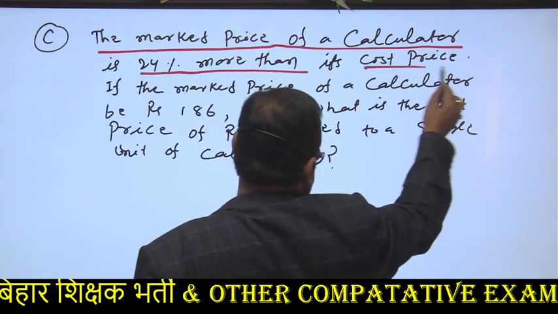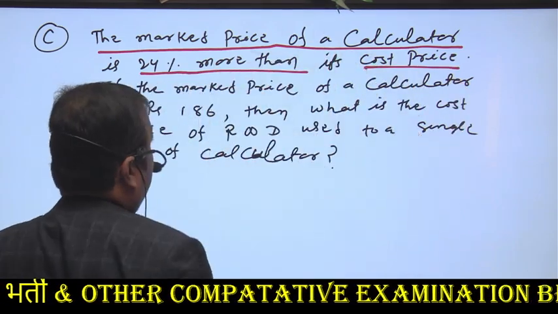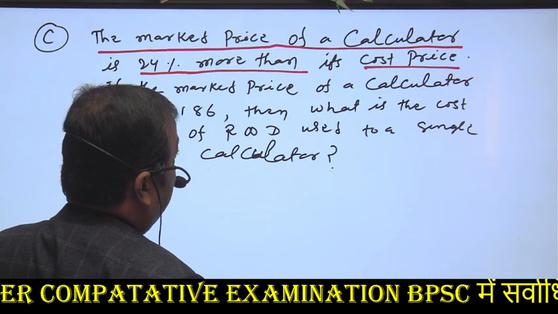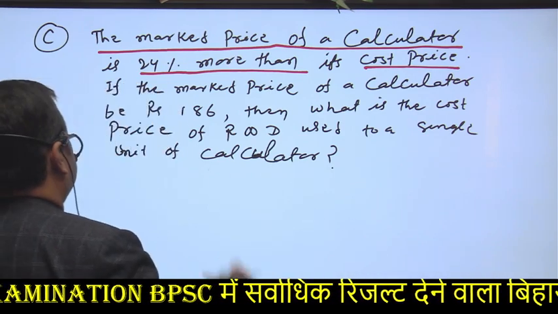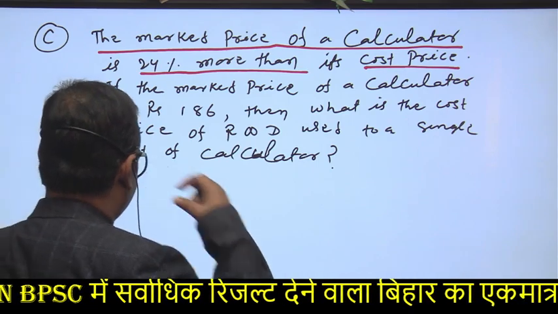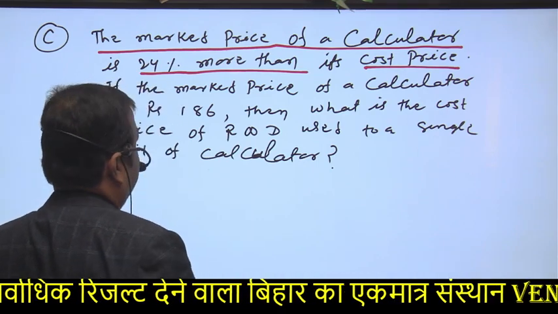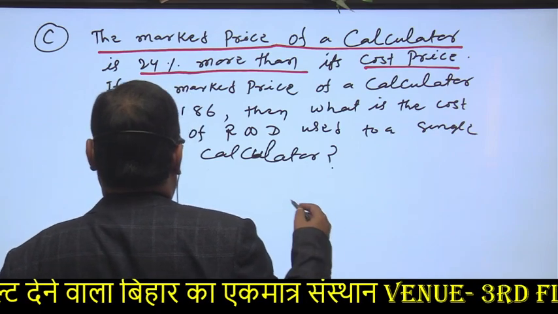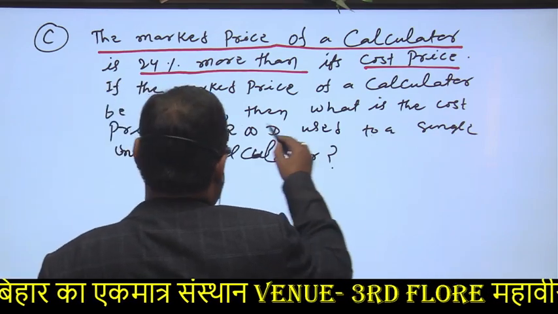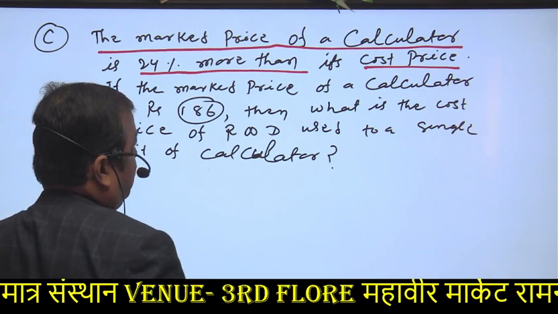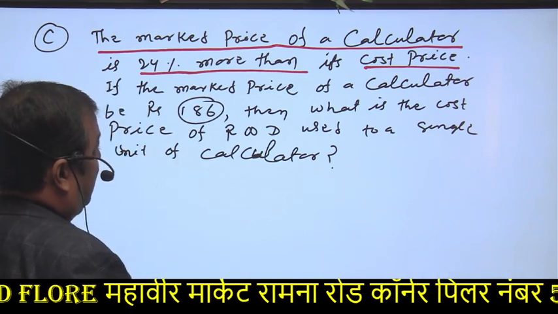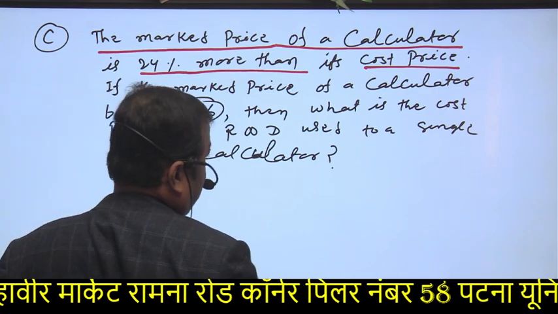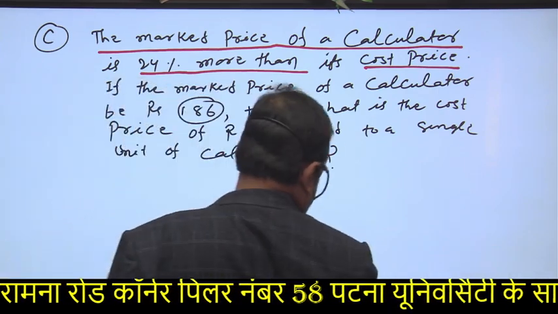So cost price equals Rs 100, then marked price is 24% more, meaning 24 is added: 124. If the marked price of calculator is given, then after that we have to find the cost price.